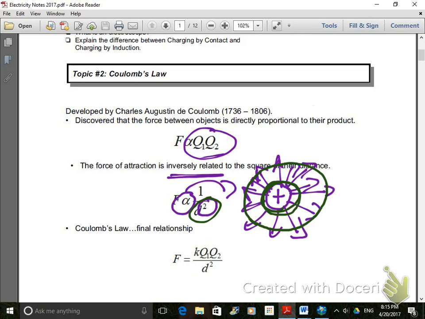So Coulomb really examined that relationship. And so what he found is the size of the charge increases the amount of force of attraction and repulsion, and the distance has an inverse relationship, which means the further we go apart, the less force you get, and again, that can be a force of attraction or repulsion.